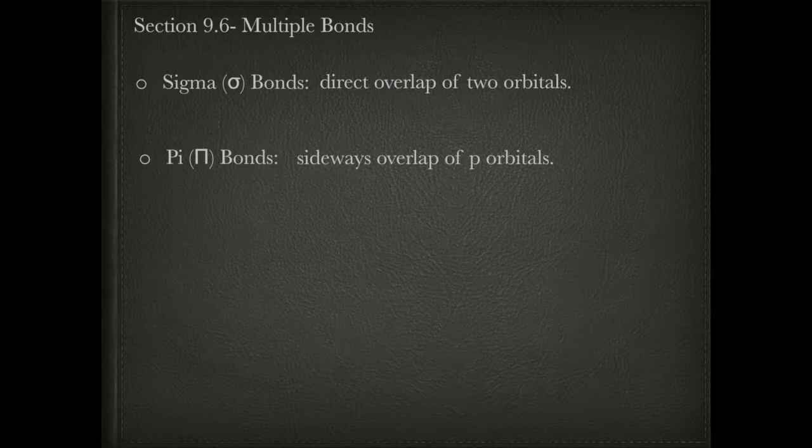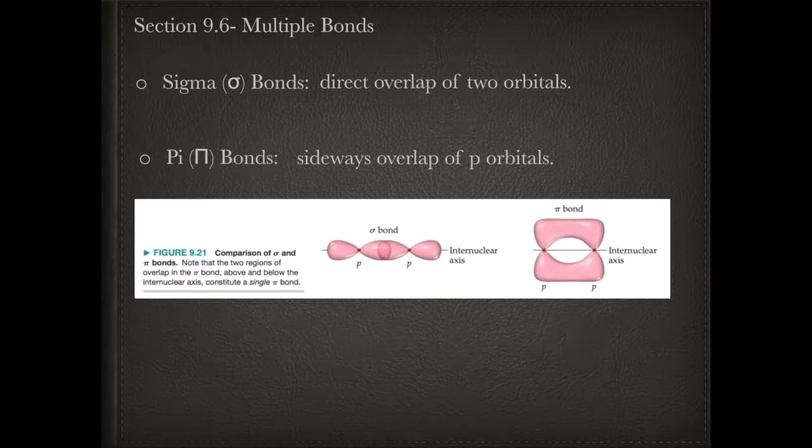And so here are 2 diagrams. The one on the left shows the sigma bond. Notice that they are directly overlapping each other, while for the pi bonds, that results from that sideways overlap, not a direct overlap, of the p orbitals. So since there is a direct overlap, sigma bonds are stronger than pi bonds.